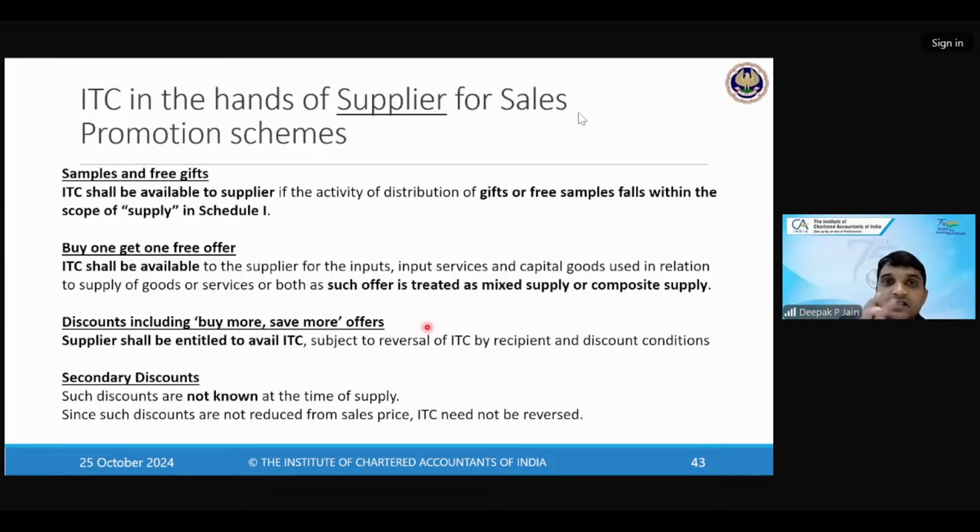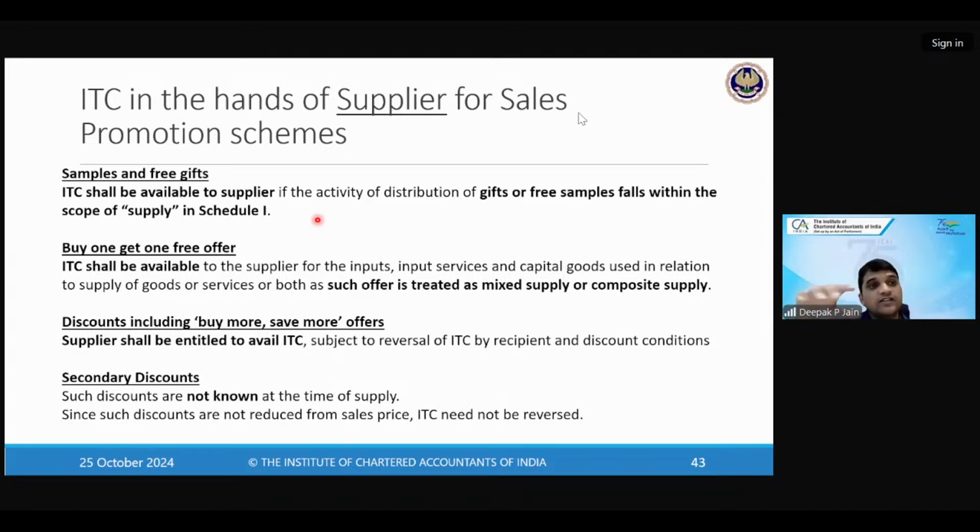Now coming to the various schemes. Some companies give samples and free gifts. ITC shall be available to the supplier if the activity of distribution of gifts or free samples forms part of the scope of supply of Schedule 1. Because in Schedule 1, we have said that if it is any disposal of goods, on that you have to pay GST. So if you are paying GST to the extent of Schedule 1, then you don't reverse ITC.